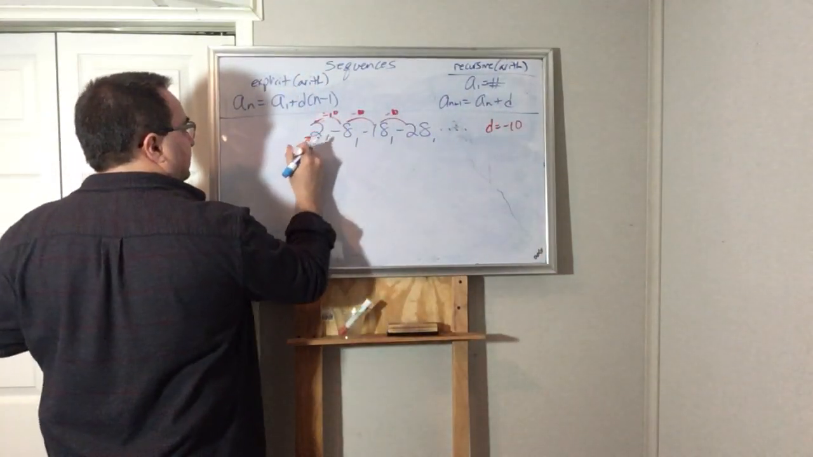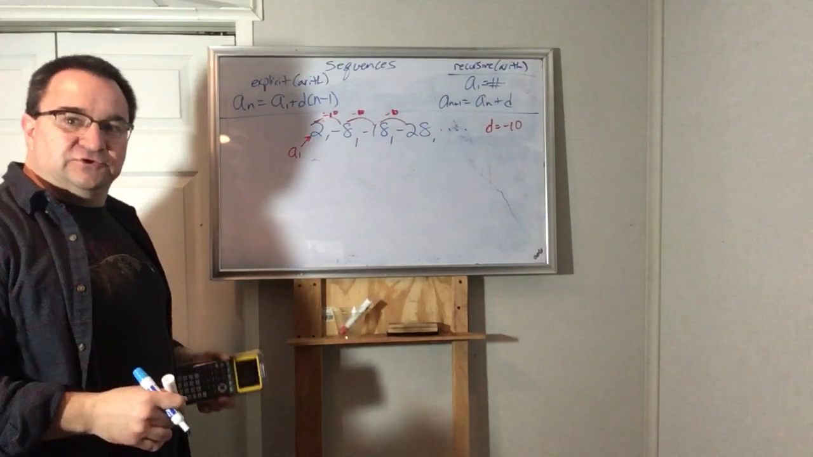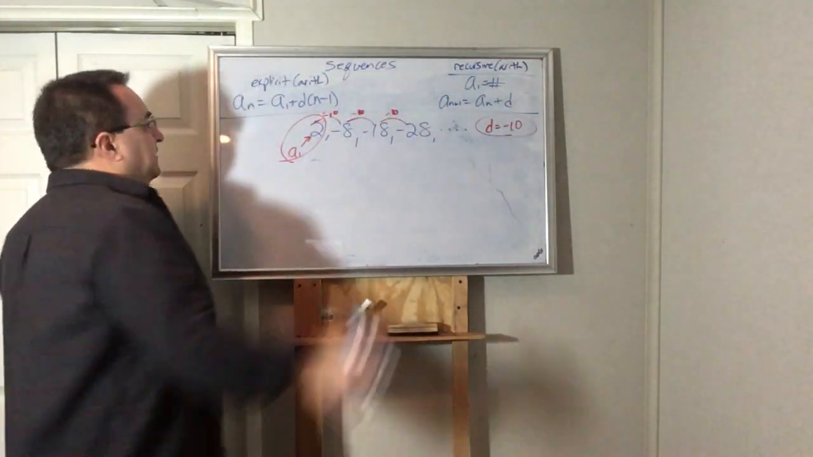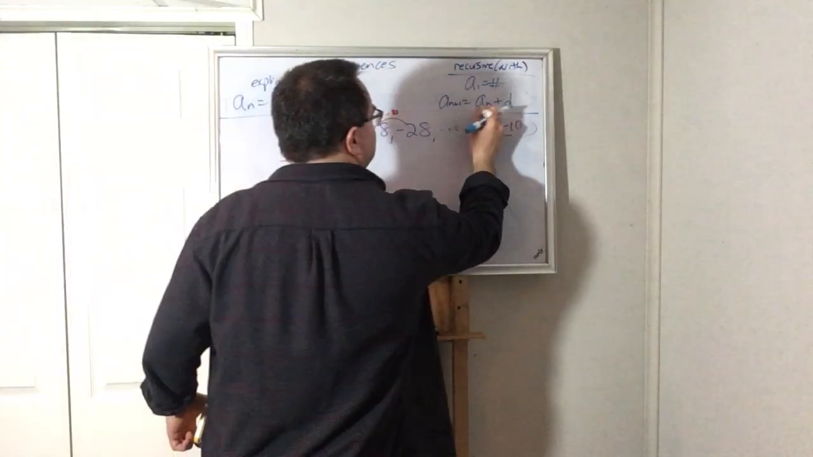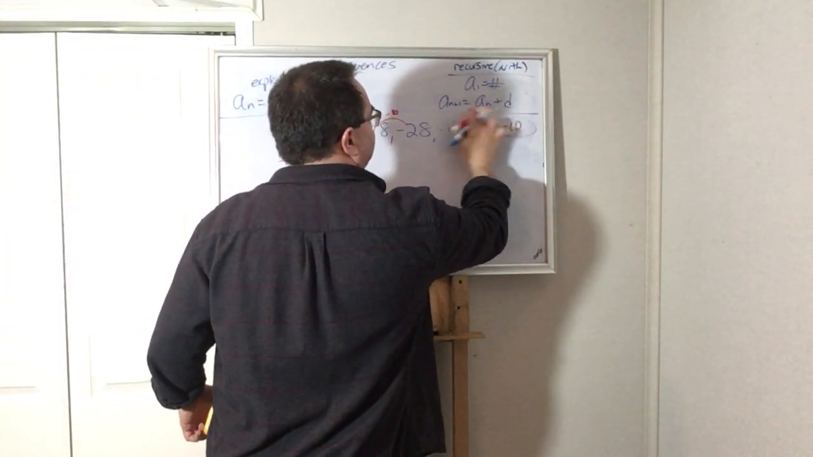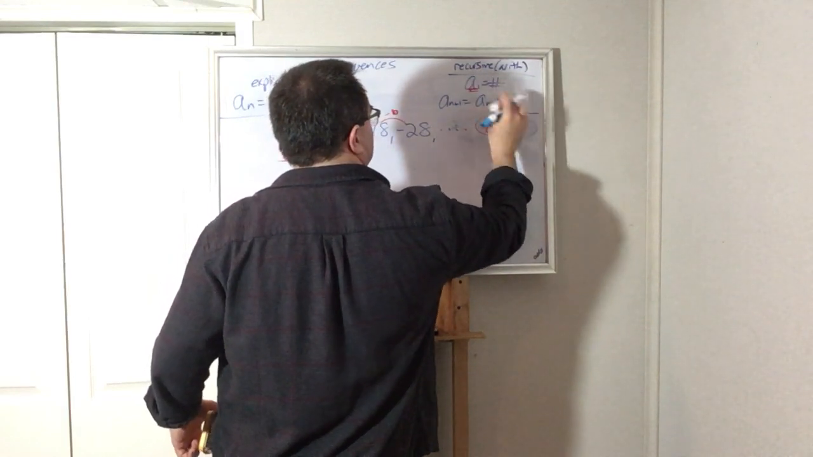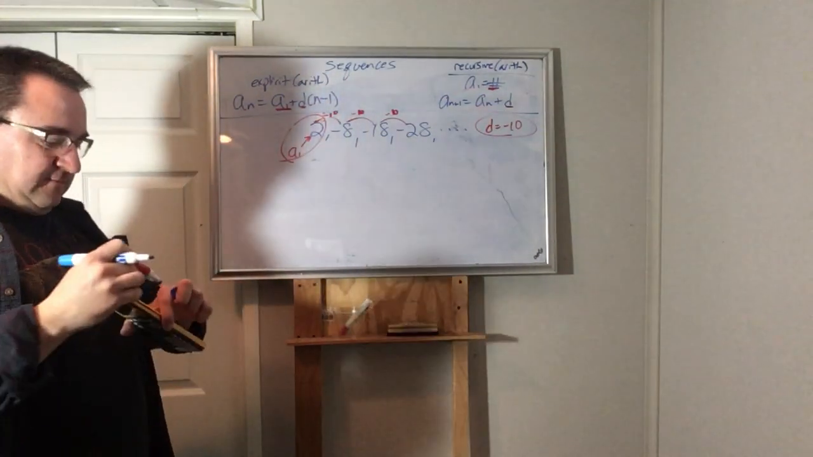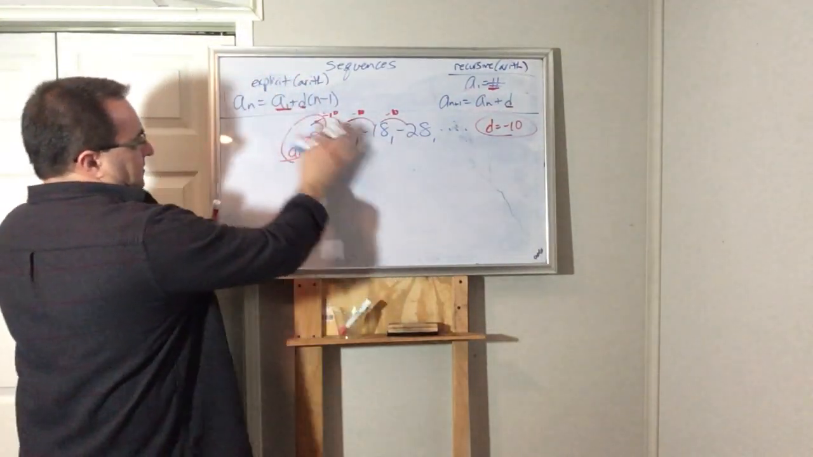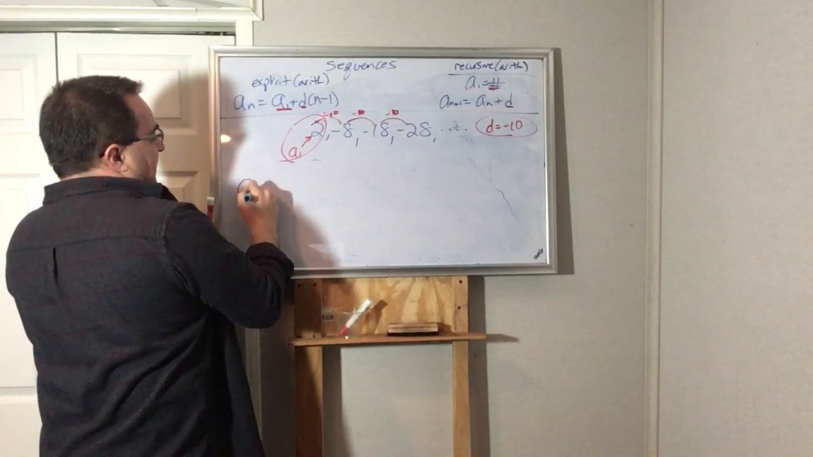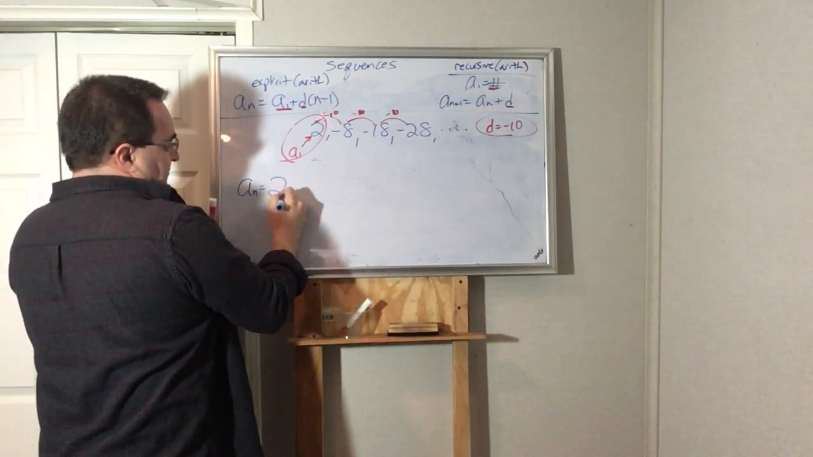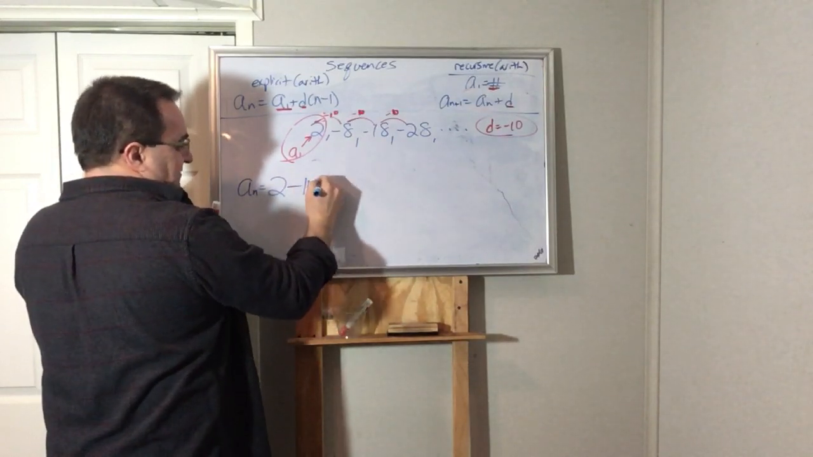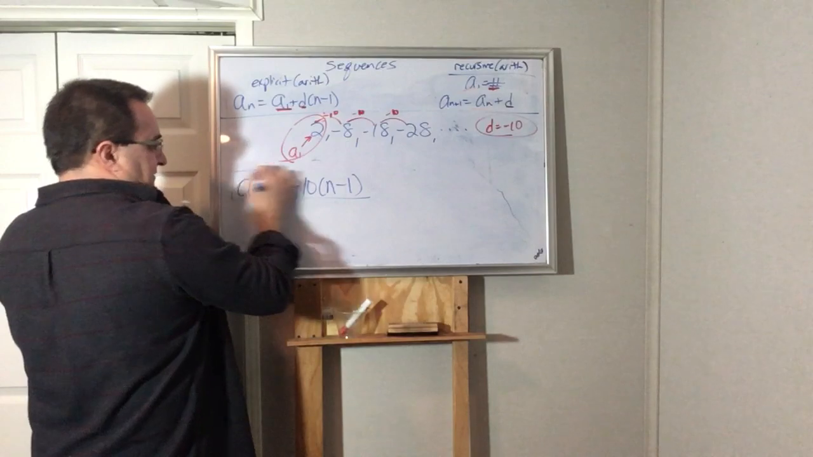This is A1. The first term is 2. And the common difference is minus 10. Those numbers go in these slots right there. So for this sequence, the explicit form would be AN equals the first term plus the common difference, which is actually minus 10, times N minus 1. That would be my formula.